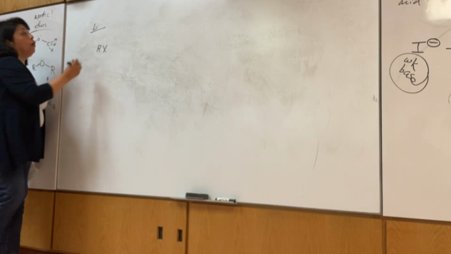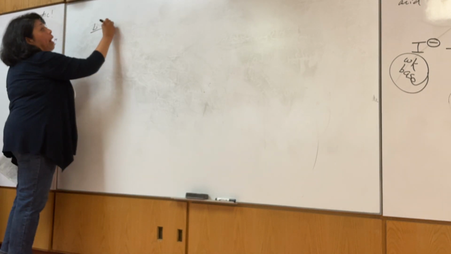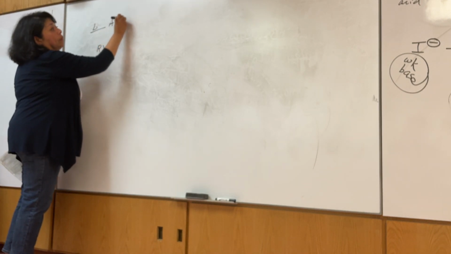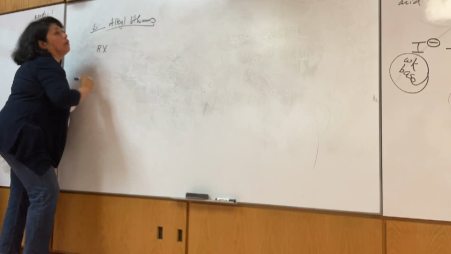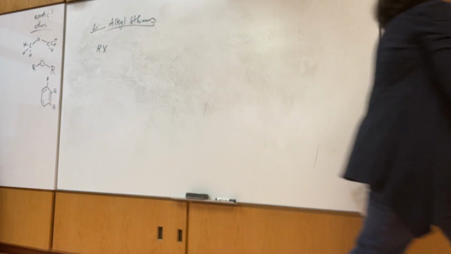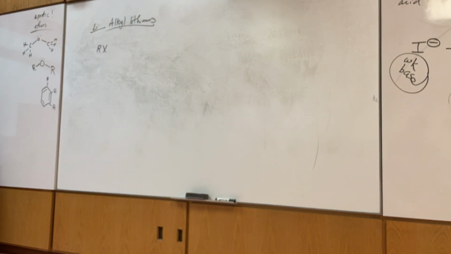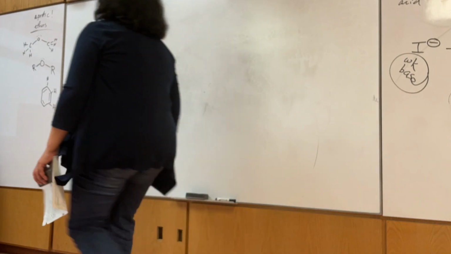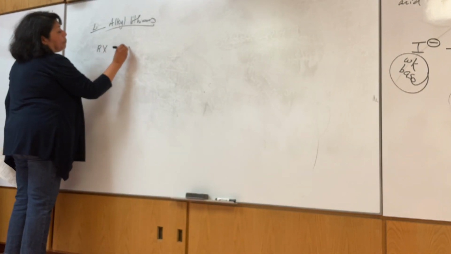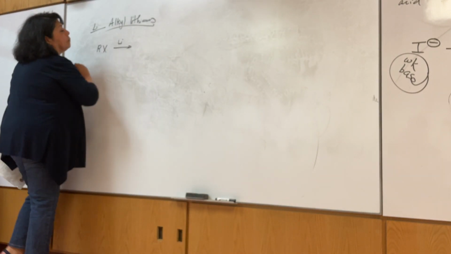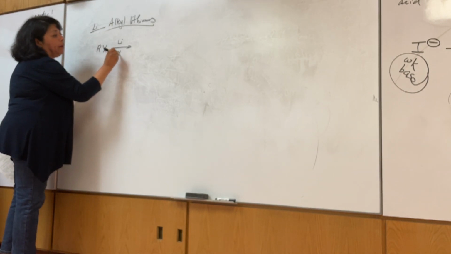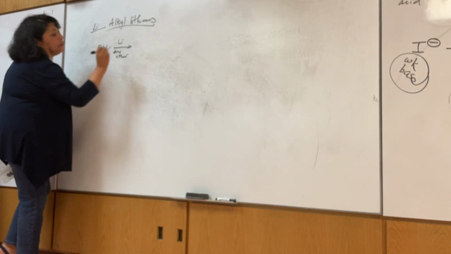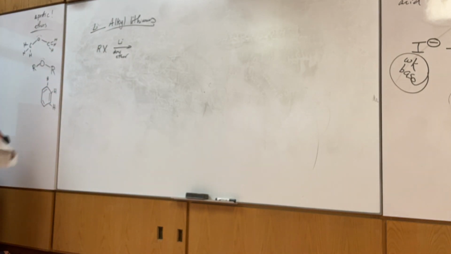What do we need for lithium? These are called alkyl lithiums. The reaction to make an alkyl lithium, how to make RLi. What do we need? We need lithium, right? Of course, we need some dry ether, some dry solvent, right? Okay, so far so good.